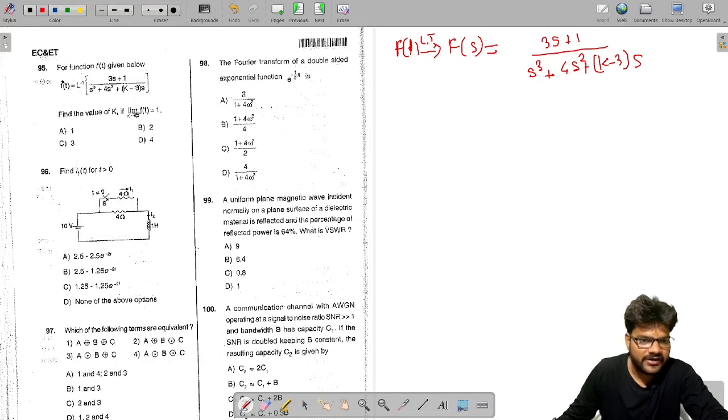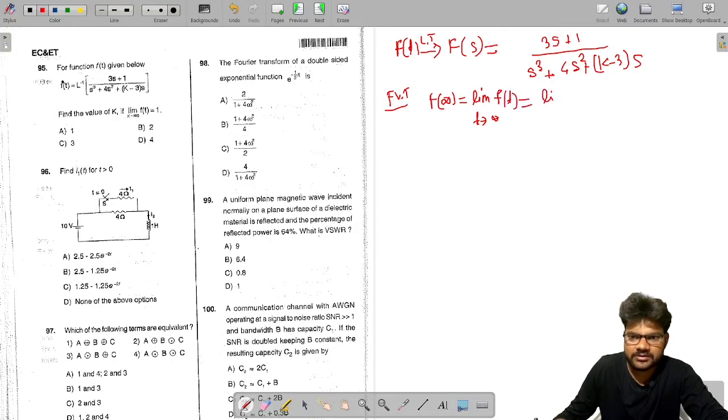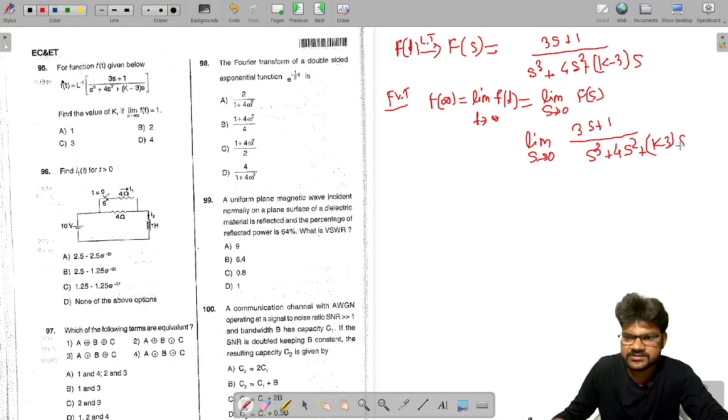It means that the final value of f(t) is 1. So let us apply the final value theorem. The final value theorem says f of infinity, that is limit t tending to infinity f(t), we write as limit s tending to 0 of sF(s). So limit s tending to 0 of sF(s), where F(s) is (3s + 1) divided by (s^3 + 4s^2 + (k - 3)s), and we are given this value is 1.